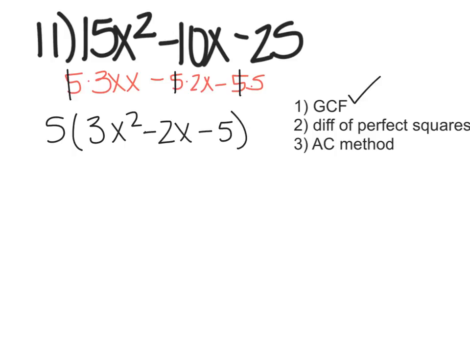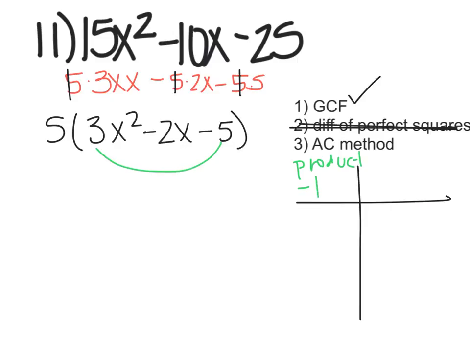So I took care of the GCF. Difference of perfect squares, I know that is out as a possibility because there are 3 terms in this problem, so that's not an option. So the third thing I'm going to do is the AC method. I need to see if I can factor this any further. So I need to find 2 things that when I get their product, it is 3 times negative 5, which is negative 15. And these same 2 numbers give me a sum of negative 2.